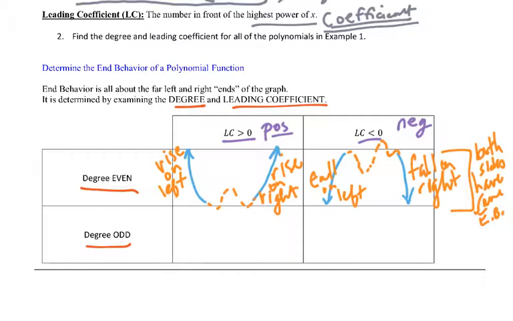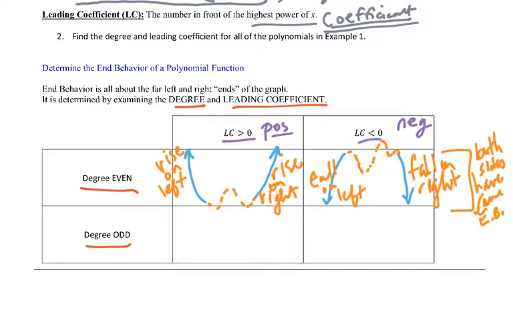Okay, so on even degreed polynomials, both sides have the same end behavior, meaning that if it's positive, they're both going to rise on both sides. If they have a negative leading coefficient, they're going to fall on both sides. That's different from what happens with our odds.